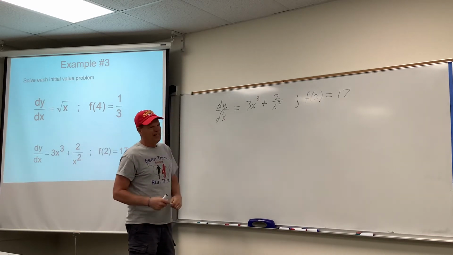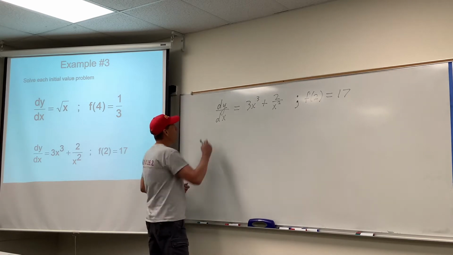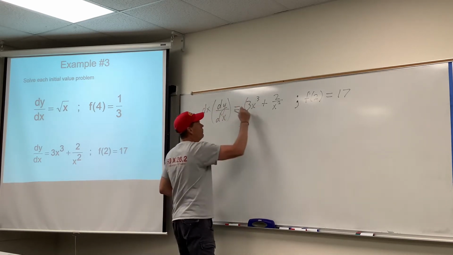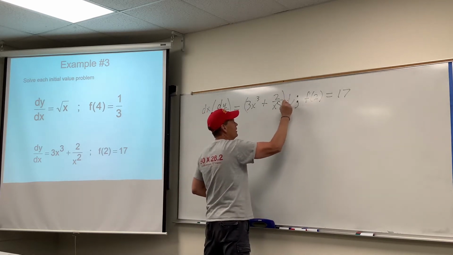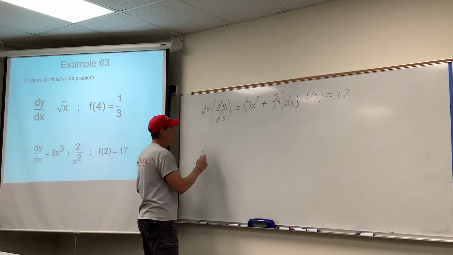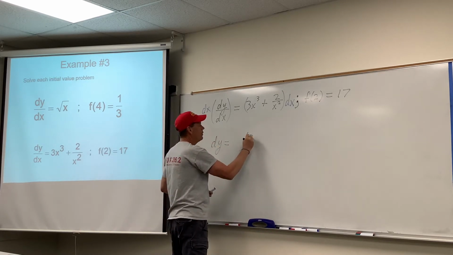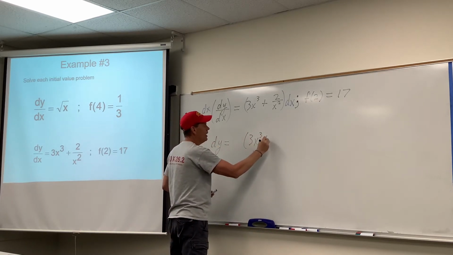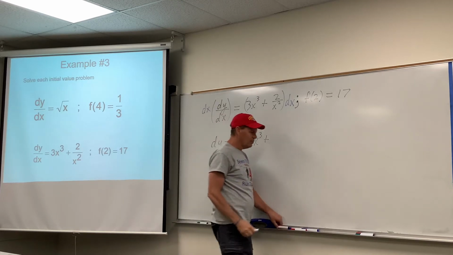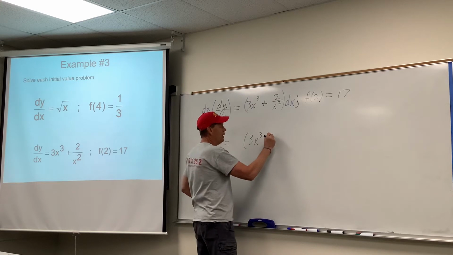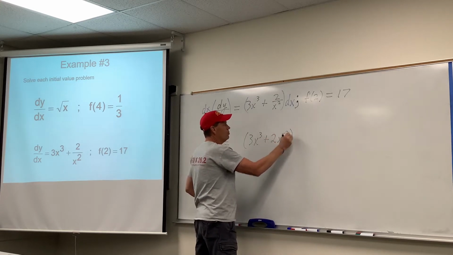And again, functions are also known as y. I look at it kind of like it's algebra. I'm solving for y. So the first idea would be to clear the fraction, dx. All right, and this changes this into dy. And then we have 3x cubed plus, let's change that 2 over x squared into 2x to the negative 2 power.